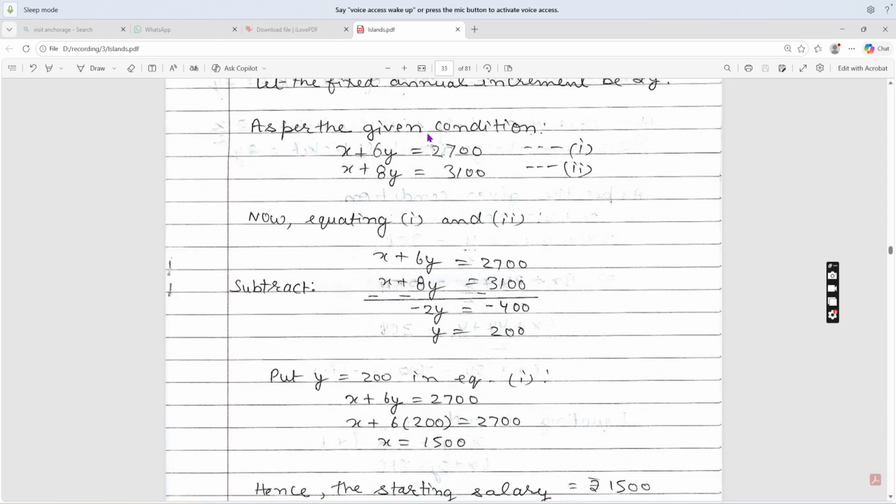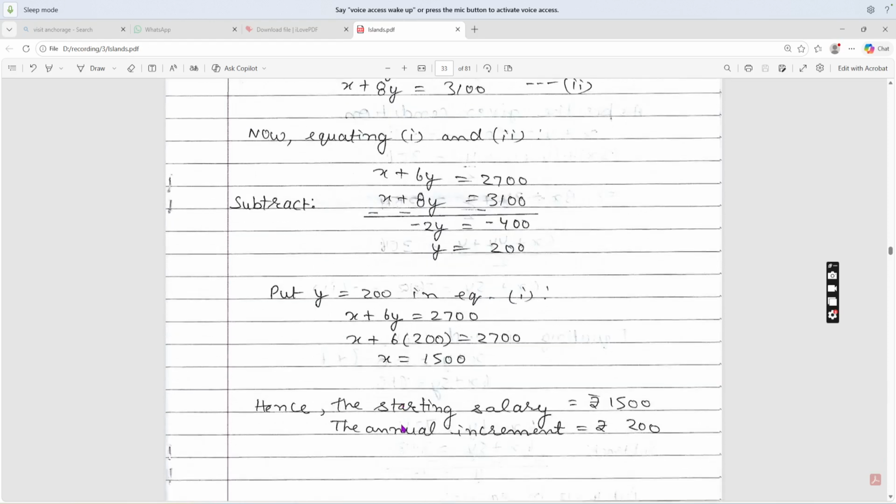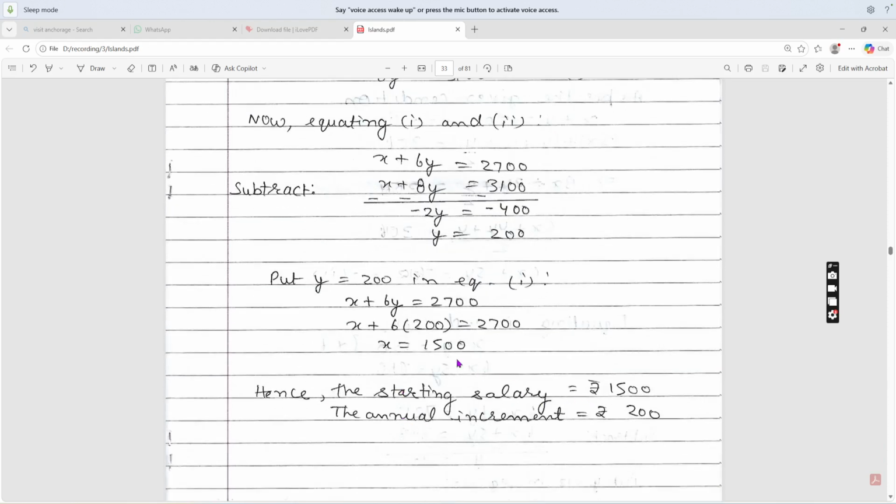Now we are going to put y is equal to 200 in equation 1. What is the first equation? X plus 6y is equal to 2700, means x plus 6 into 200 is equal to 2700. So x is equal to 2700 minus 1200, that is 1500. Hence the starting salary is equal to x, which is equal to rupees 1500. The annual increment is y, that is equal to 200. From where do we get it? Y is equal to 200 from here.